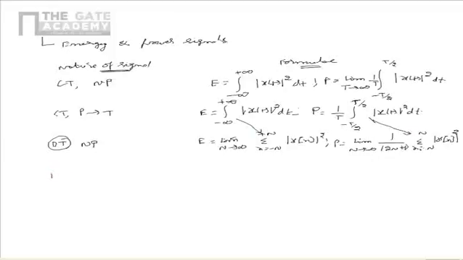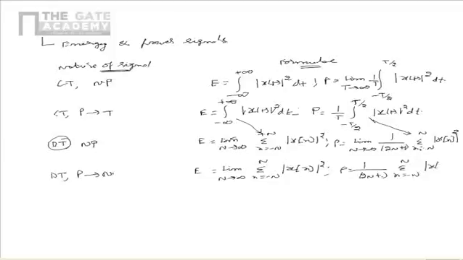Now the final category is a discrete time signal and it is periodic with a period of capital N. In this case, the energy of the signal E is given as limit N tends to infinity sigma n equal to minus N to plus N mod of x of n whole square, and the power of the signal is given as 1 by 2N plus 1 sigma n equal to minus N to plus N mod of x of n whole square.